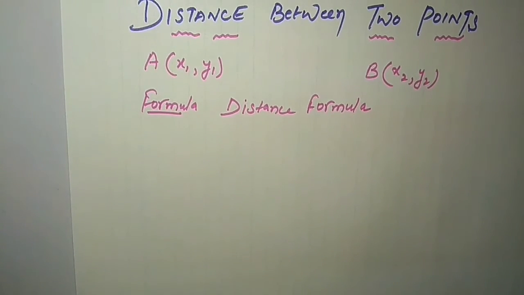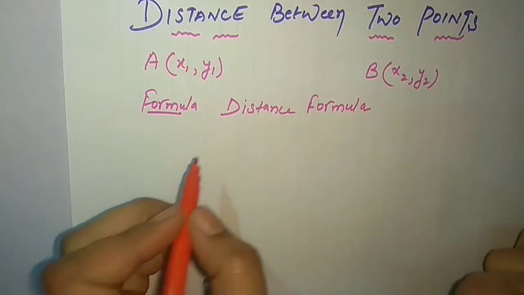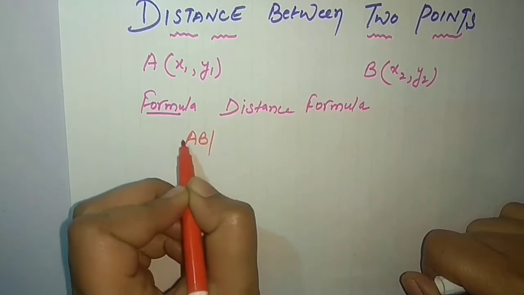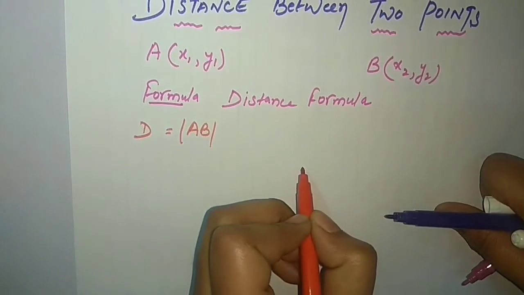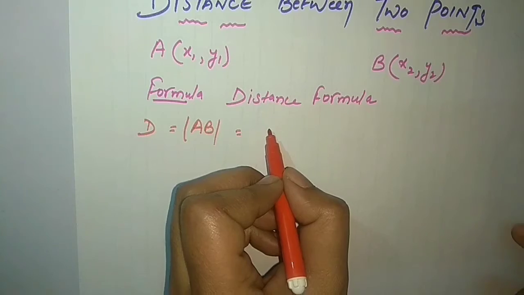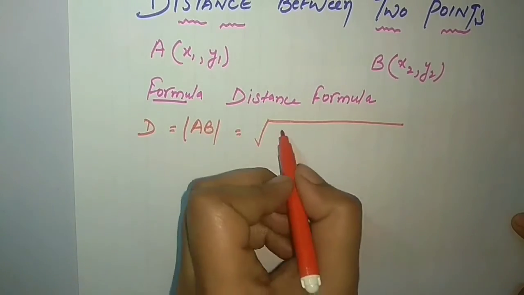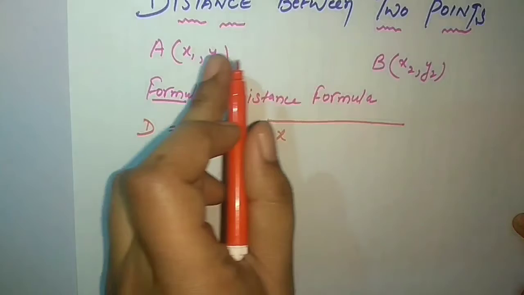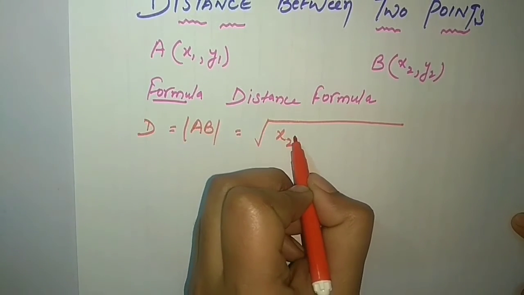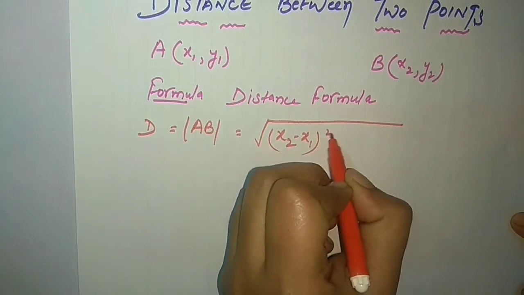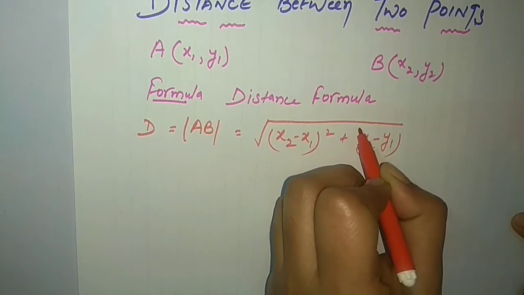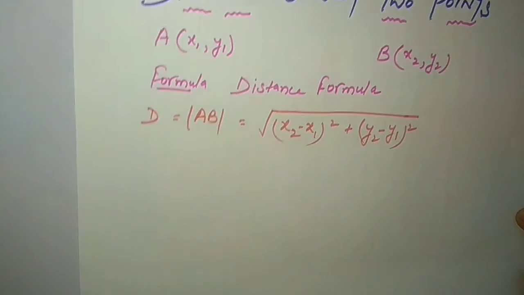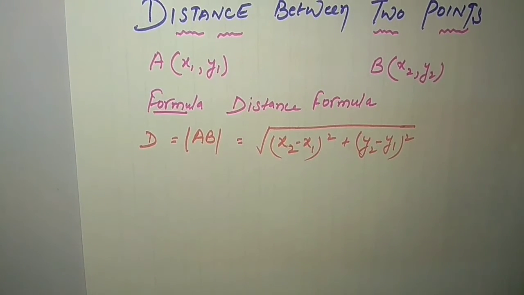Now what is that distance formula? I want to find the distance between AB. I will write it as D for distance. That is equal to the square root of x2 minus x1 whole square plus y2 minus y1 whole square. This is the distance formula to find the distance between the 2 points.